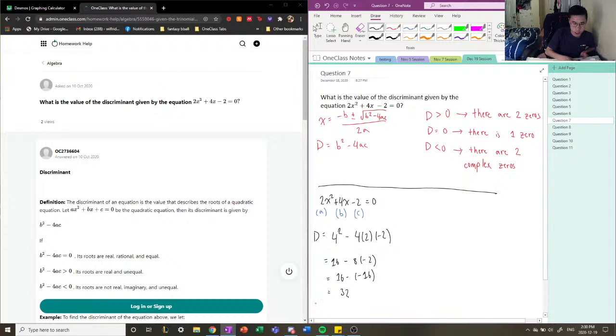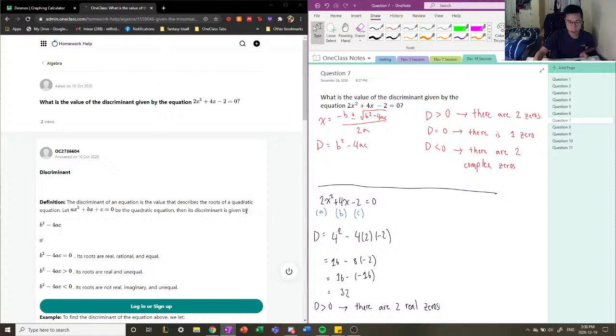So we see that the discriminant is greater than 0, therefore there are 2 real zeros. Okay. So if we were to factor this quadratic equation, we would find two real factors for this equation.